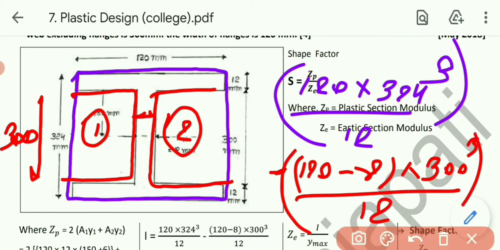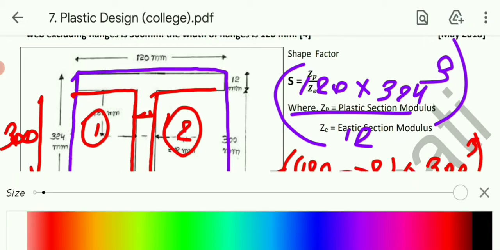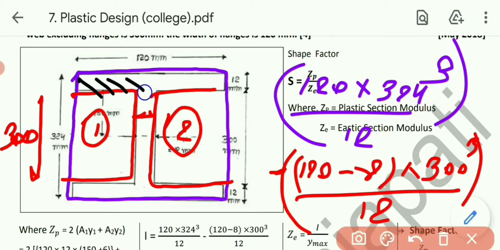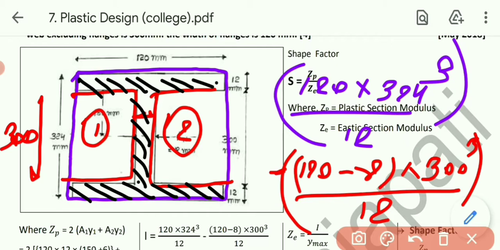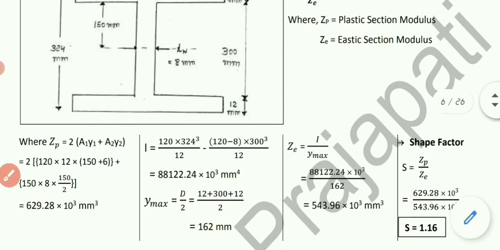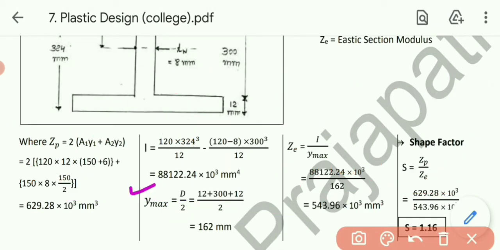So doing this one, we will get the MI of the symmetrical I section directly. See, I am highlighting the I section's area, this one. This is called the box method. You can see over here, 120 into 324 cube by 12 minus 120 minus 8, that is thickness of web, into 300 cube by 12. You can apply this one only in case of the symmetrical I section. So we'll get the MI, that is 88122.24 into 10 raised to 3 mm raised to 4.